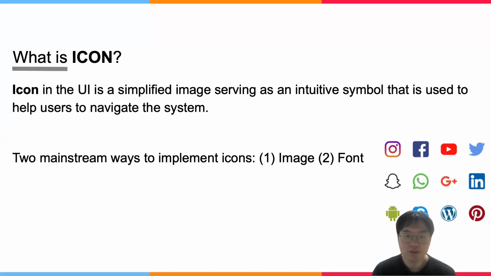First, I want to introduce what is an icon. An icon in the user interface is a simplified image, serving as an intuitive symbol that is used to help users navigate the system. There are two mainstream ways to implement icons. One is using an image to render the icon. Another one is the icon font.